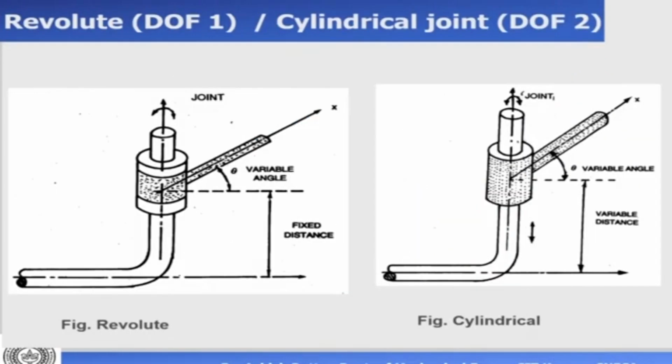Now, the second kind of joint is called a revolute joint, and the revolute joint is the one which is shown on the left side. And here we have a rectangular part.